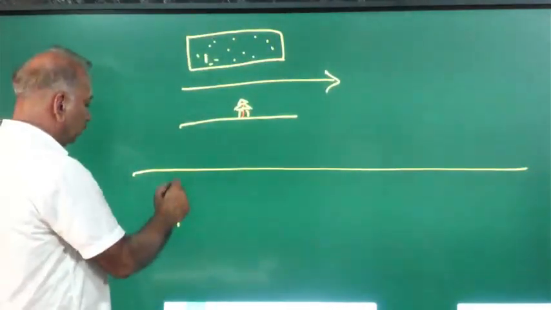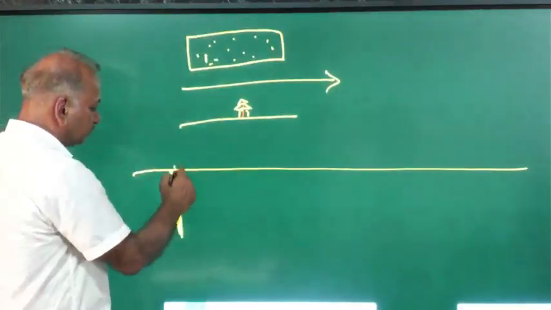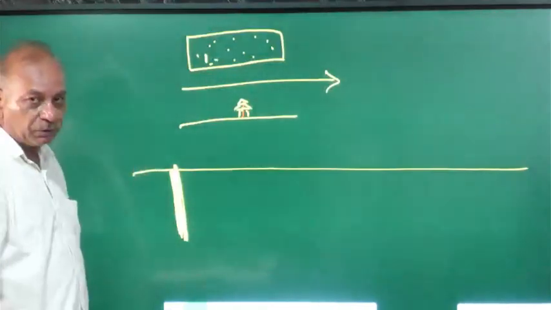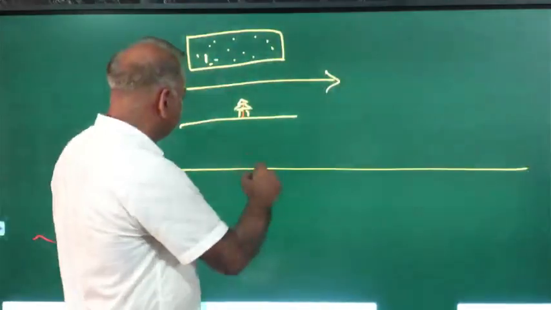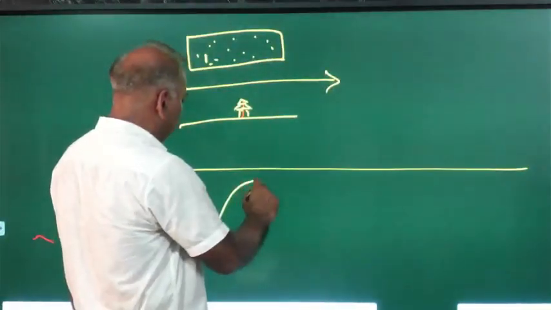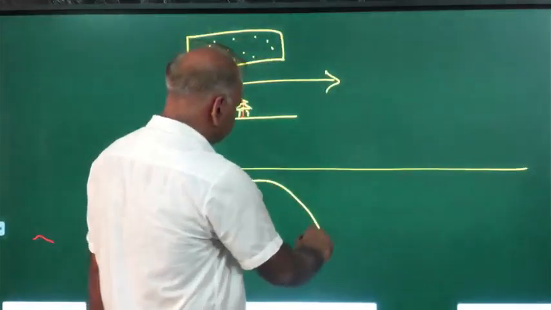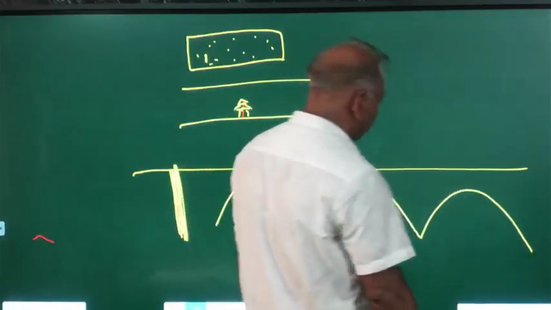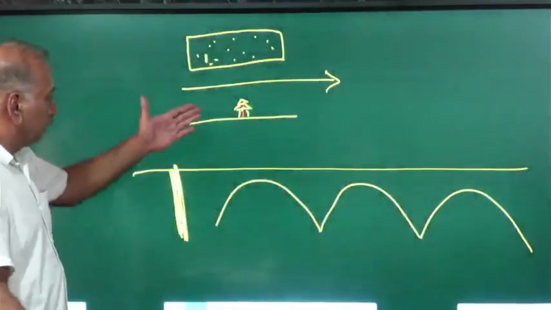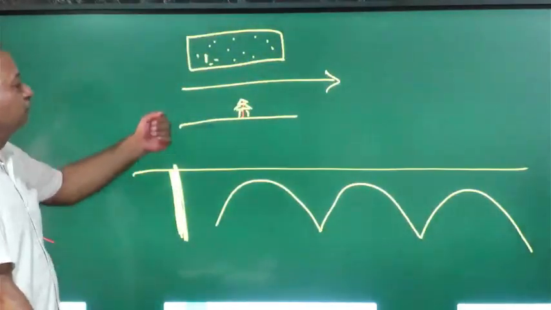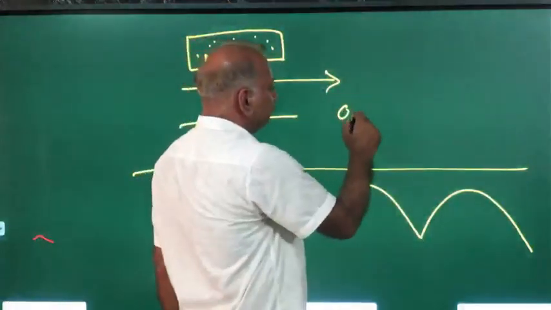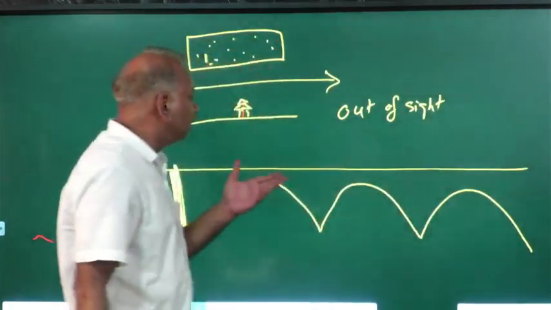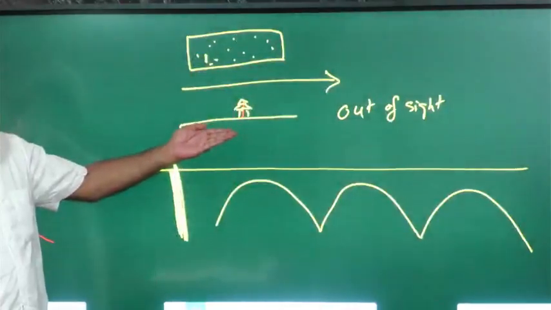For the boy sitting in the train, the trajectory of the ball will be like this, going up, coming down, going up, coming down. The same vertical line repeated so many times. But for the person, the ball will go up, come down, again go up and come down, till he can observe. After some time, it will be out of sight for the observer standing still on the platform.